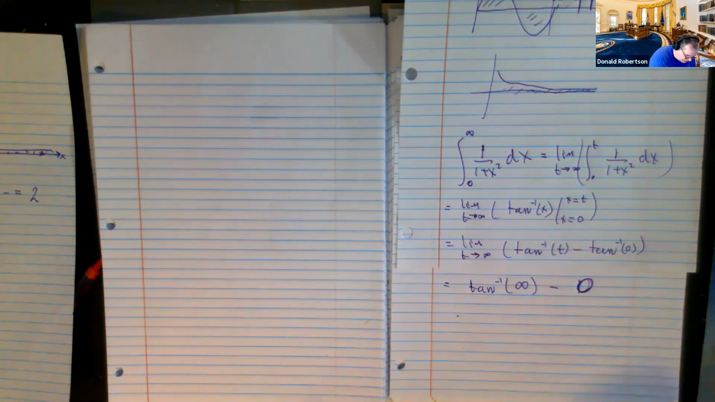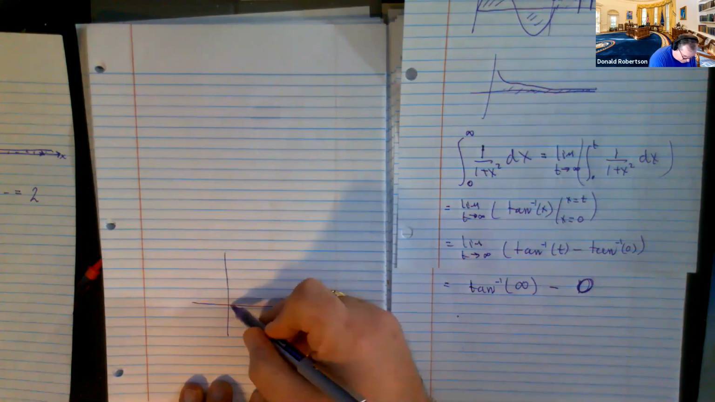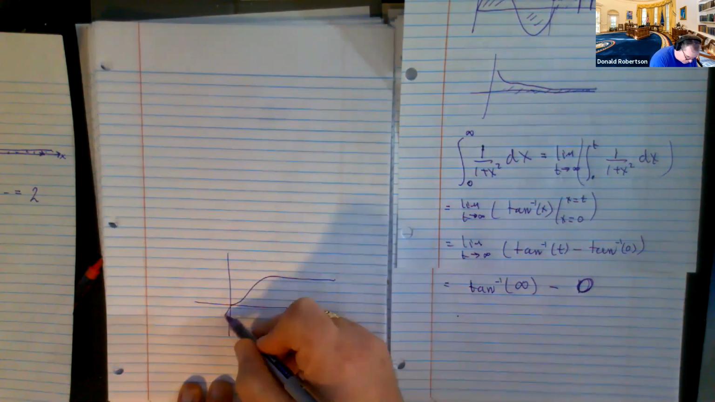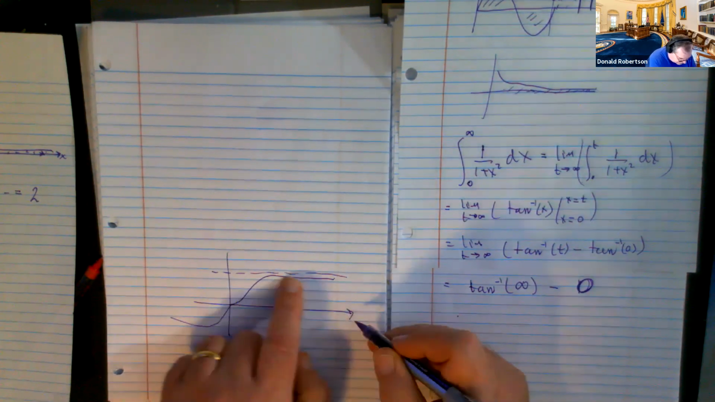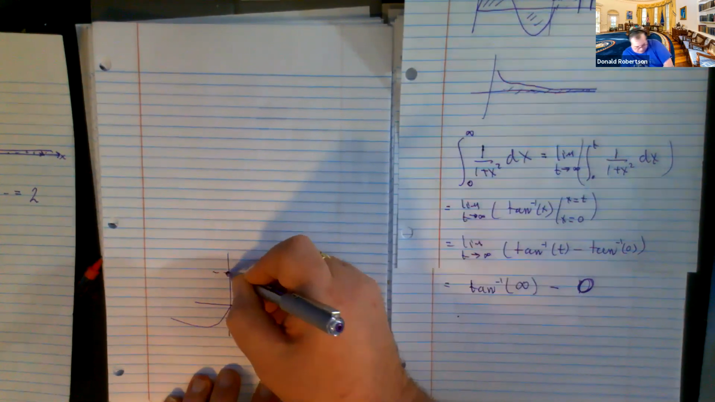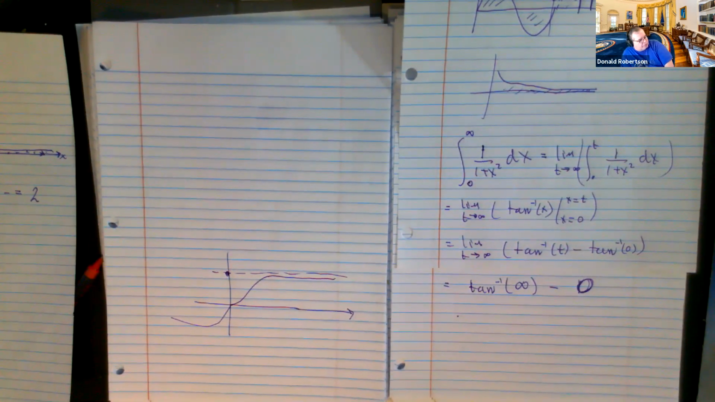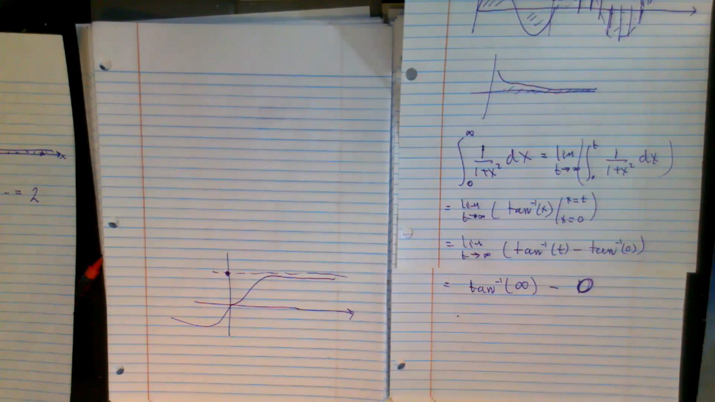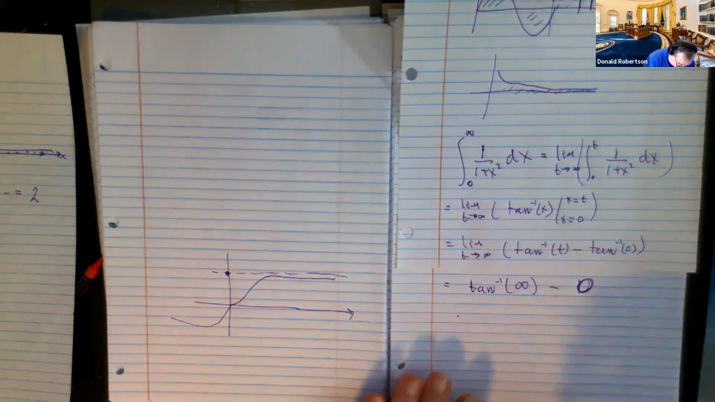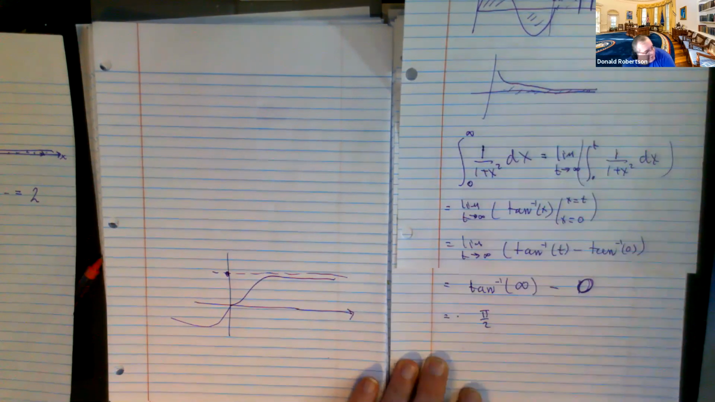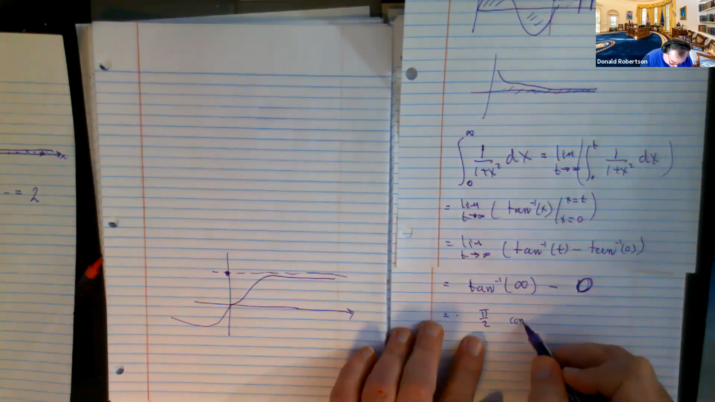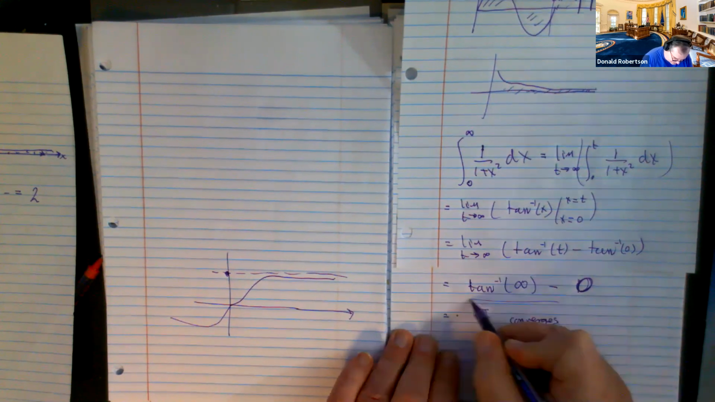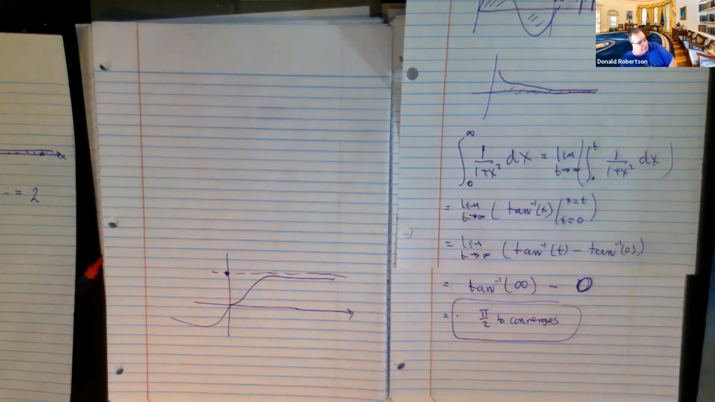If you sketch the inverse tan function, it looks something like this. And as this gets infinite, it levels off at a particular value. Can anybody remember what that value would be? Is it 90? Yes, only we call it pi over 2. So that one there actually converges. And it converges to pi over 2.